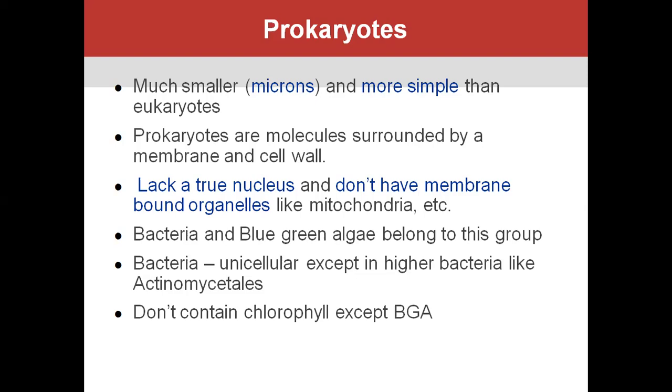What are the examples for prokaryotes? Bacteria and blue-green algae. Bacteria are unicellular organisms, which means they are made up of single cells, except higher bacteria such as Actinomycetales. Actinomycetales is a higher bacteria, but all the remaining bacteria, like cocci and bacilli, are unicellular. They do not contain chlorophyll, except BGA, that is blue-green algae, which consists of chlorophyll.